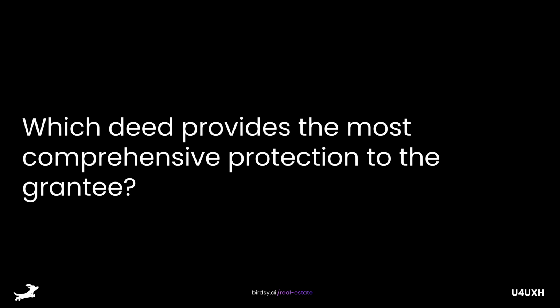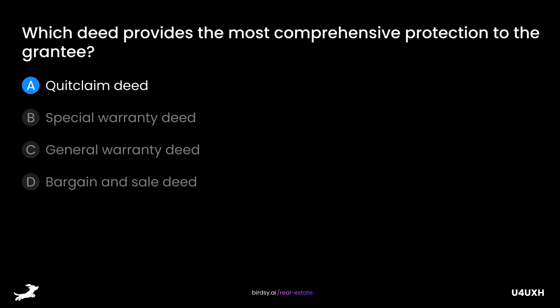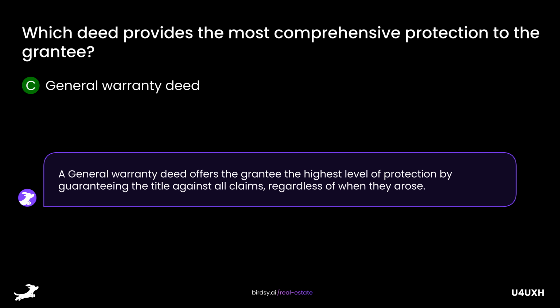Which deed provides the most comprehensive protection to the grantee? Is it A. Quitclaim deed, B. Special warranty deed, C. General warranty deed, or D. Bargain and sale deed? The answer is C. General warranty deed. A general warranty deed offers the grantee the highest level of protection by guaranteeing the title against all claims, regardless of when they arose.